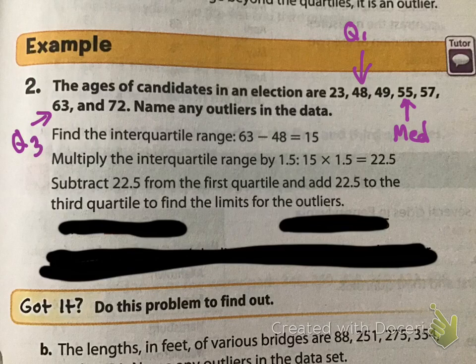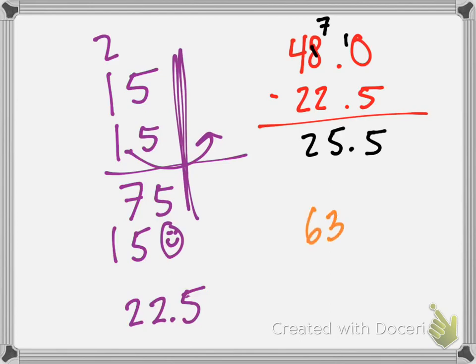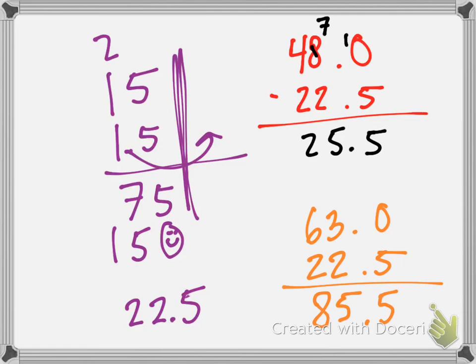Let's look at our other one too. Our other number is 63. Since this is our bigger one, we've got to add the 22 and 5/10. Once again, we line up our decimals. This is going to be a 5. This is going to be a 5. This is going to be an 8.